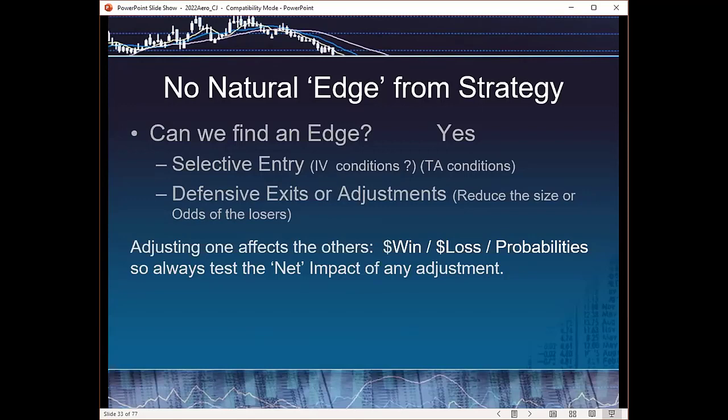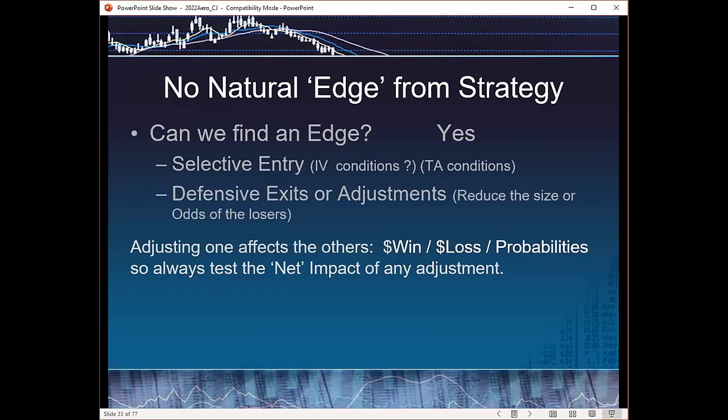Maybe support was tested and respected, so you're going to sell a put spread below that support, or resistance was tested and respected. You might sell a call spread above that resistance, where the odds might have now shifted to be a bit in your advantage. So to implement an advantage with option selling, you've got to have something other than the strategy itself to give you an advantage or edge. Otherwise, you have a negative expectancy like we just saw in the prior 5 or 6 examples.